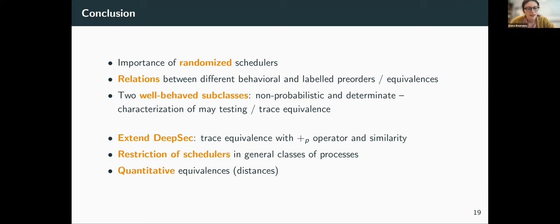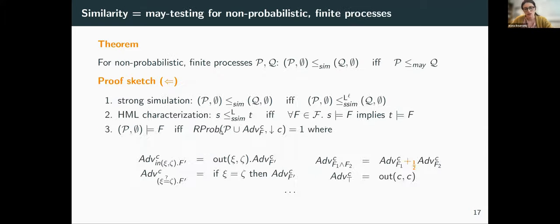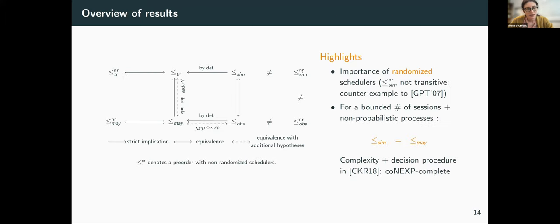Okay. In this case, I have a question to start with, and this question is about the schedulers. If I understand correctly, this very interesting result about similarity sufficing here is in the context of schedulers not being probabilistic, so not allowing restriction on the schedulers that you have. If you go back to the slide, yes, further up.